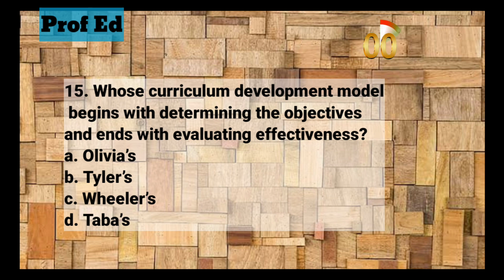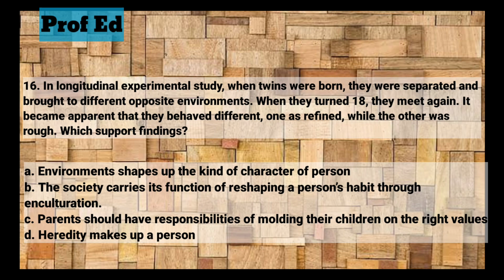The correct answer is letter D. Taba's. Number 16. In a longitudinal experimental study, when twins were born, they were separated and brought to different opposite environments. When they turned 18, they met again. It became apparent that they behaved differently. One is refined, while the other was rough.